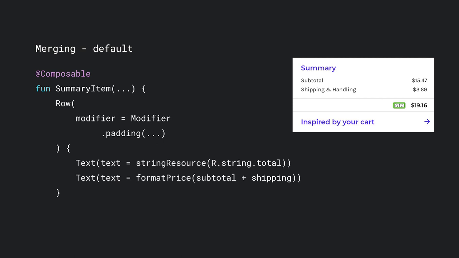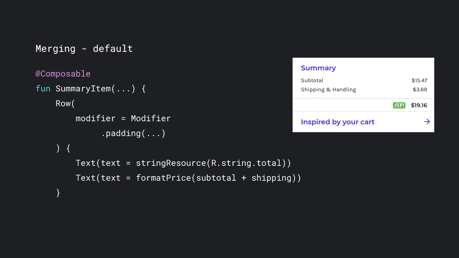The third use case is merging. Accessibility services like TalkBack and Switch Access allow users to move focus across elements on the screen. It is important that elements are focused at the right granularity. If every single low-level composable in your screen is focused independently, a user will have to interact a lot to move across the screen. Here, we have a row of two text elements, total and surprise.